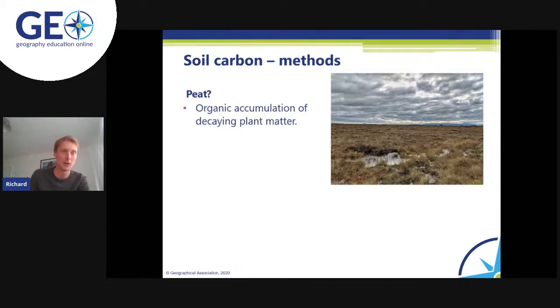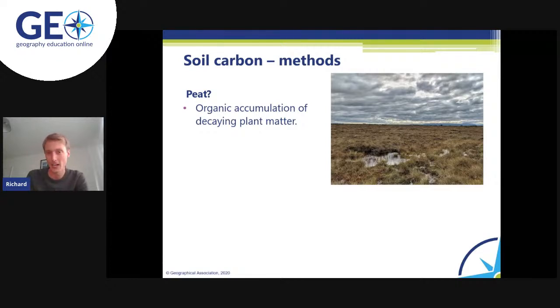In certain environments, which are particularly waterlogged, like this picture on the right-hand side, the ground is permanently wet, and when that occurs, any vegetation growing on the surface never fully decomposes when it dies. It accumulates or builds up in the ground, in the kind of wet, boggy bog, basically. And the anaerobic conditions, where there's no oxygen underneath the surface, mean the plant matter never decomposes fully.